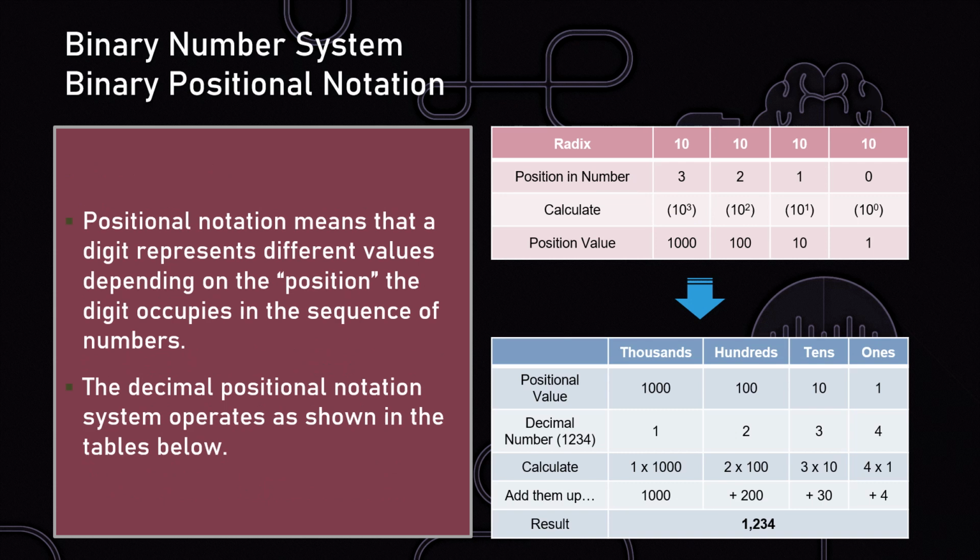We use what's called binary positional notation. We use what's called a radix or a base in order to indicate the original form of a number system, and then the conversion changes by means of what we call numerical position. Positional notation means that a digit represents different values depending on the position it occupies in the sequence.